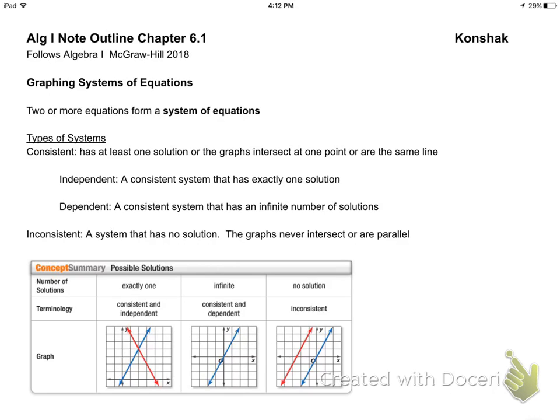So it's dependent. And if they're parallel and don't meet up, because they have different y-intercepts, like a y-intercept here and the y-intercept with the red line would be up here, those are called inconsistent, so they're never going to touch. Don't forget that we have things called independent and dependent. Independent is a consistent system with exactly one solution, and dependent is when we have a system that has an infinite number.